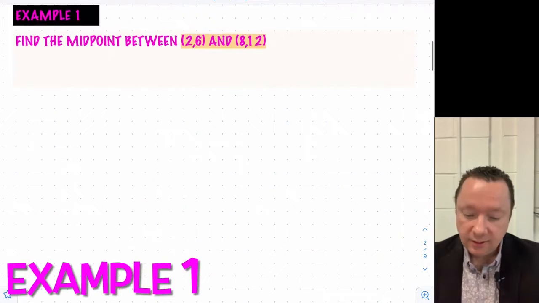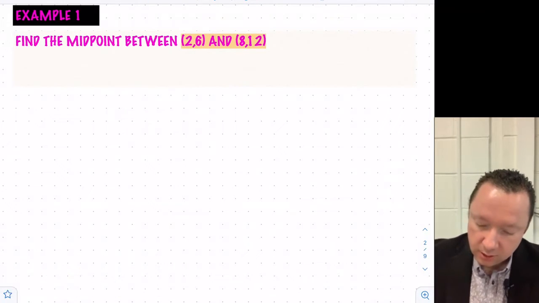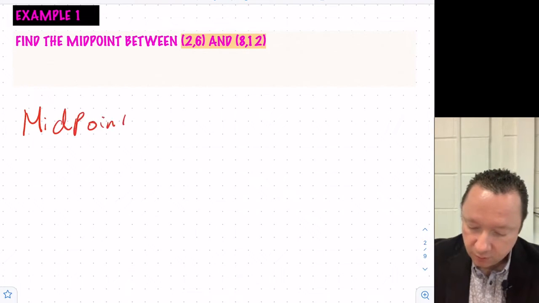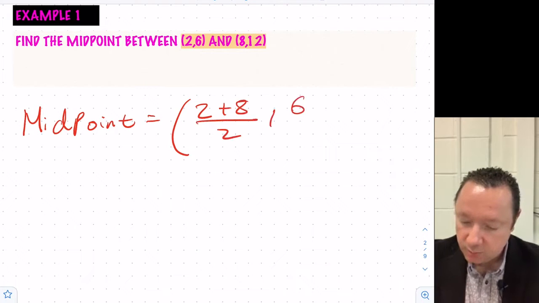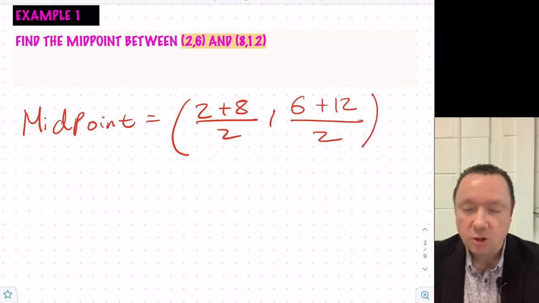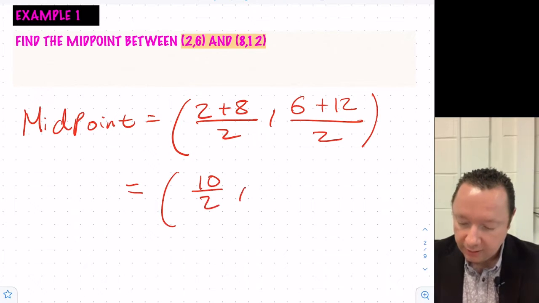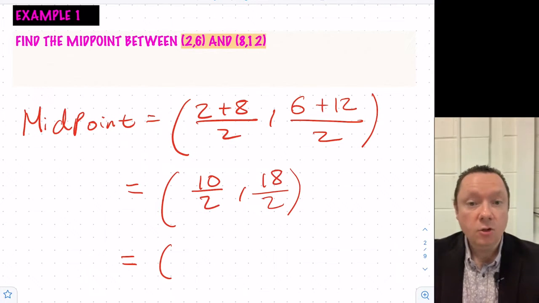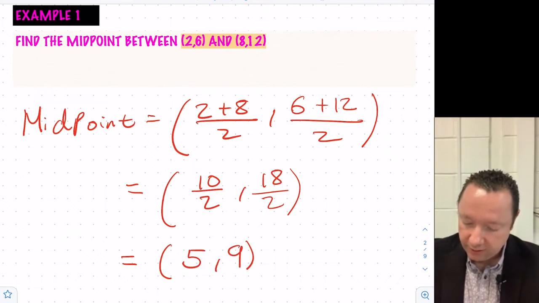Example 1 says, find the midpoint between (2, 6) and (8, 12). So our midpoint is simply going to be the average of the x's, 2 plus 8 divided by 2, and the average of the y's, 6 plus 12 divided by 2. So there's our starting point. Work out our sums, 10 over 2 and 18 over 2. So our final answer, 10 divided by 2 is 5, and 18 divided by 2 is 9. So (5, 9) is the midpoint.